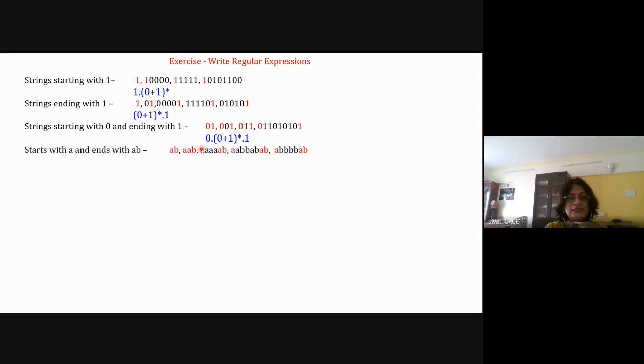Now the next one is: the string should start with A and it should end with AB. The string should start with A and it should end with AB. So remember here, otherwise you will think that AAB is the minimum length string, starting with A, ending with B, AB.